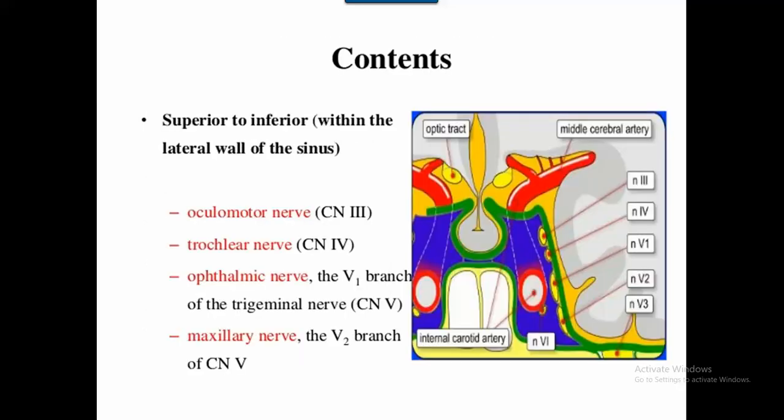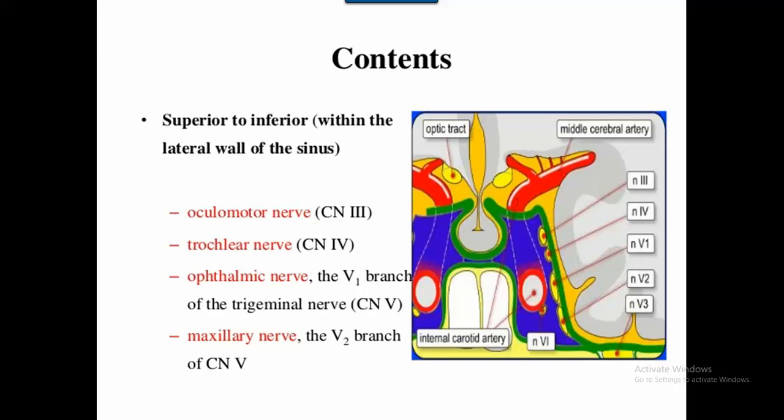Now, the content of the cavernous sinus is very important, so we concentrate on it and its relations. Inside the cavernous sinus, two important structures pass: the internal carotid artery and the abducent nerve, the sixth cranial nerve. Look, this is the pituitary gland, and that is the cavernous sinus, blue in color. And that is the sphenoid bone.